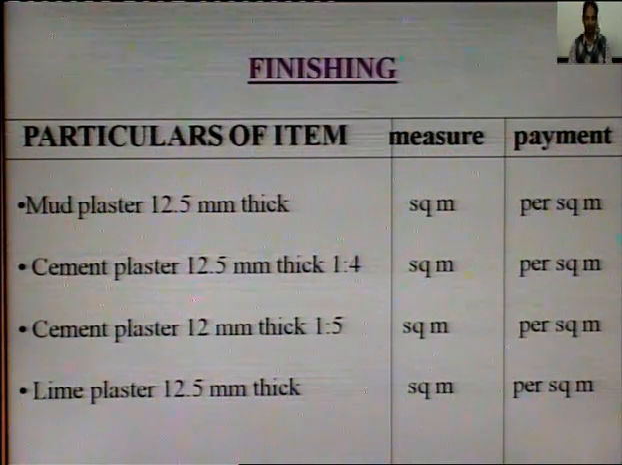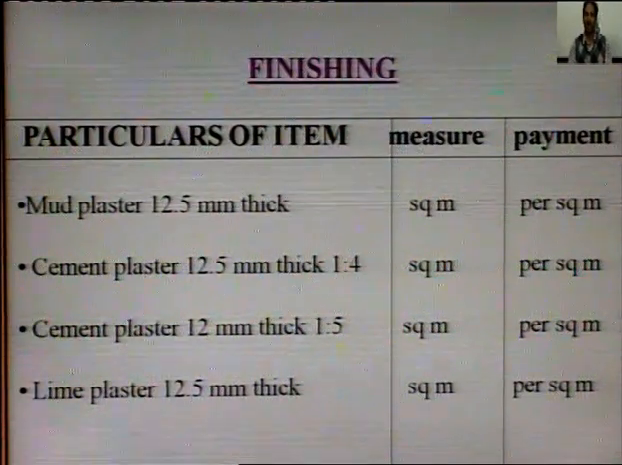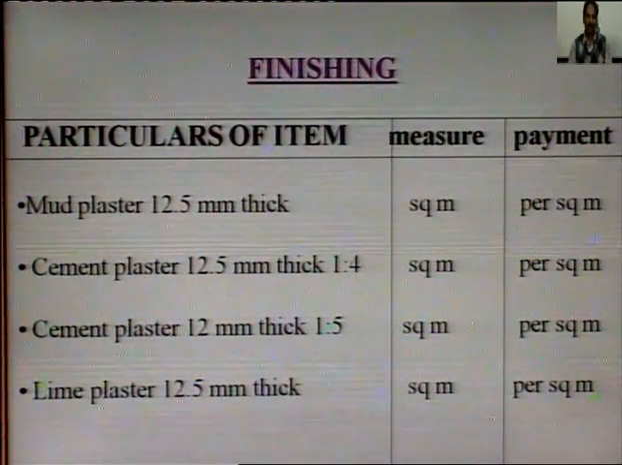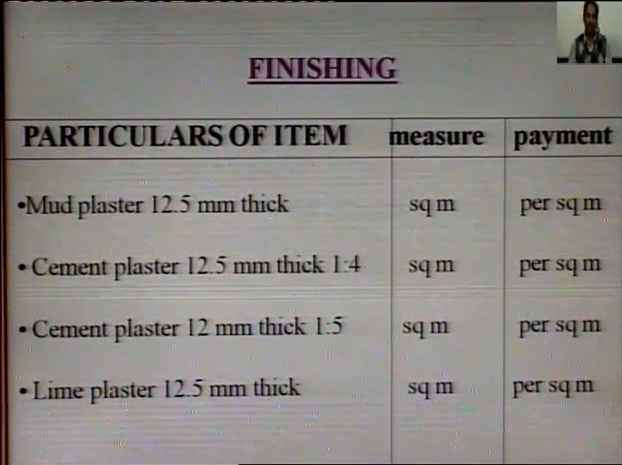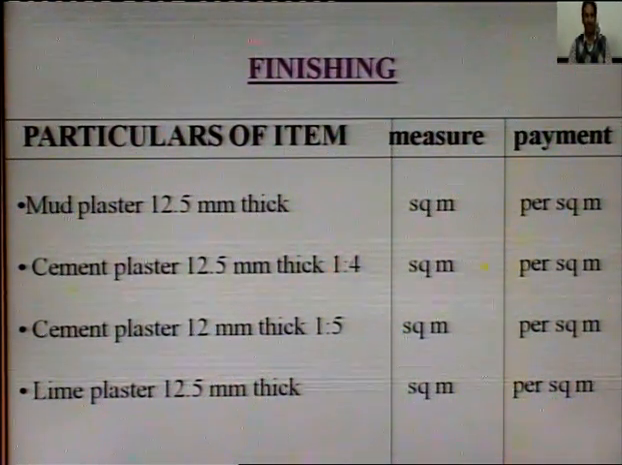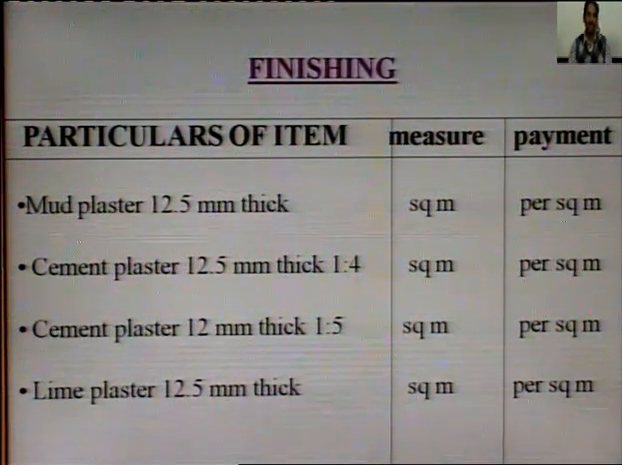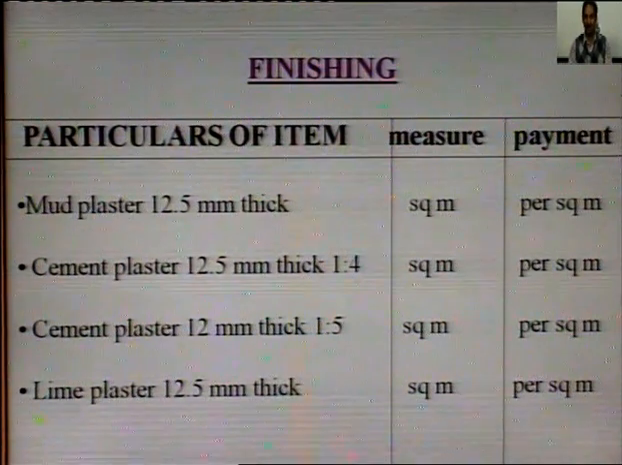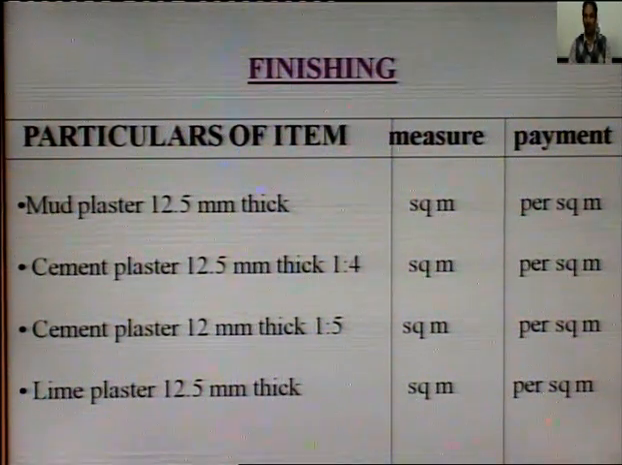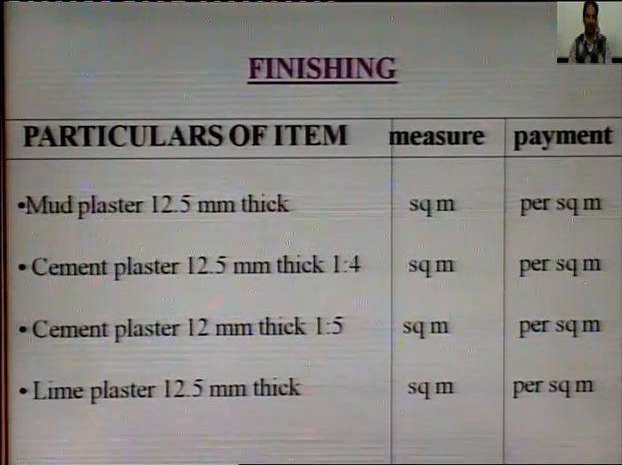So, your unit of measurement is square meter and your payment is per square meter. And then cement plaster in the ratio 1:4, one part is cement, 4 parts is sand. So, here 12.5 mm thickness is specified in case of cement plaster. So, your unit of measurement is square meter and unit of payment is per square meter.